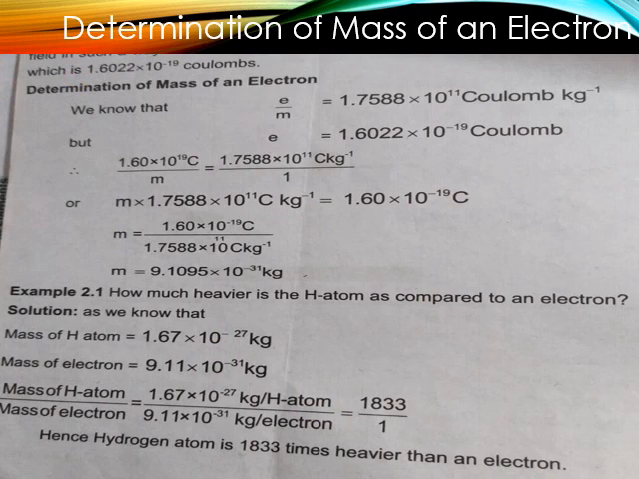Here the determination of the mass of the electron is being given, that is, how to calculate the mass of an electron. This is the e/m ratio which was calculated by J.J. Thomson, that is 1.7588 × 10^11 coulombs per kg. Now, the charge on an electron was found by Millikan's oil drop method, that is 1.602 × 10^-19 coulombs.